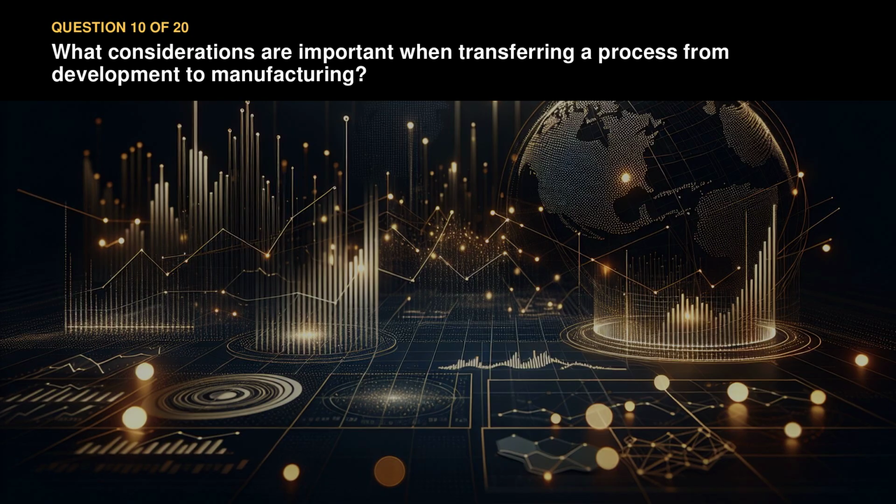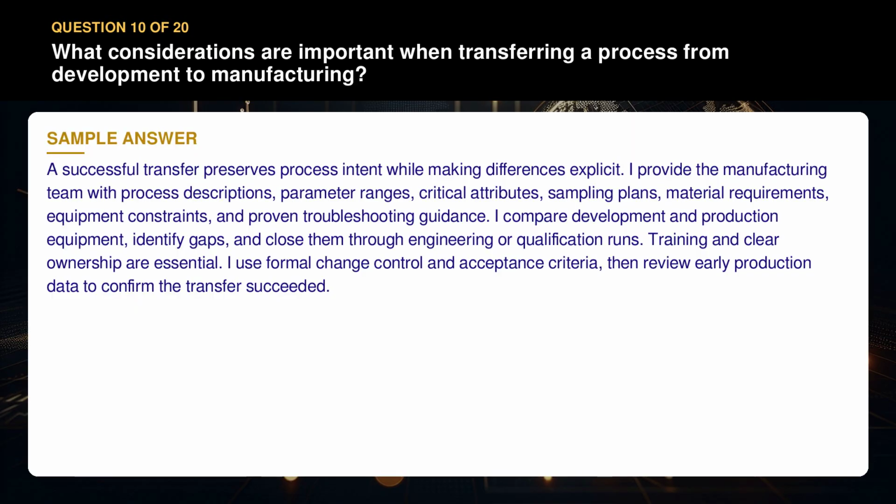Question 10. What considerations are important when transferring a process from development to manufacturing? A successful transfer preserves process intent while making differences explicit. I provide the manufacturing team with process descriptions, parameter ranges, critical attributes, sampling plans, material requirements, equipment constraints, and proven troubleshooting guidance. I compare development and production equipment, identify gaps, and close them through engineering or qualification runs.